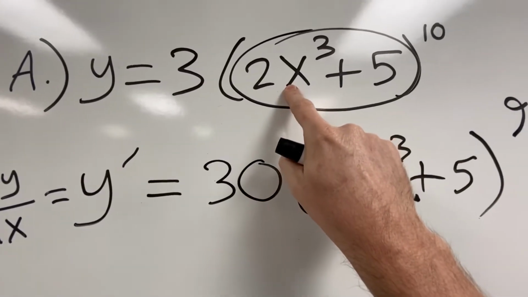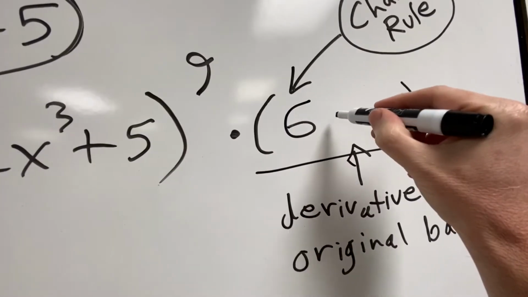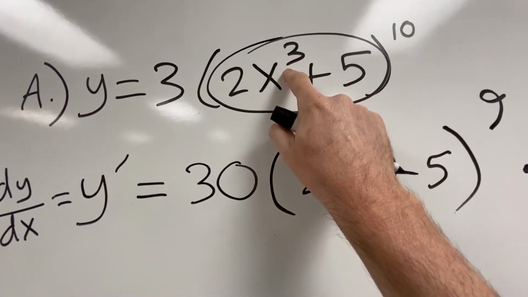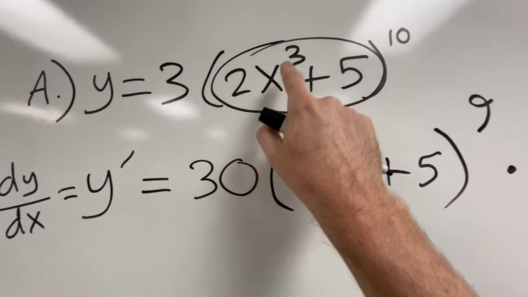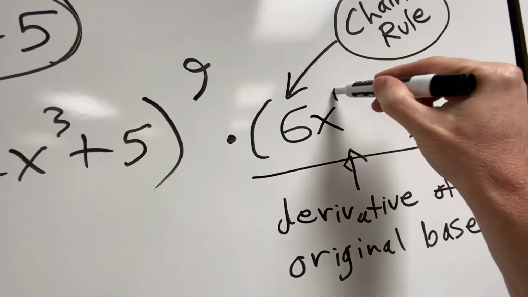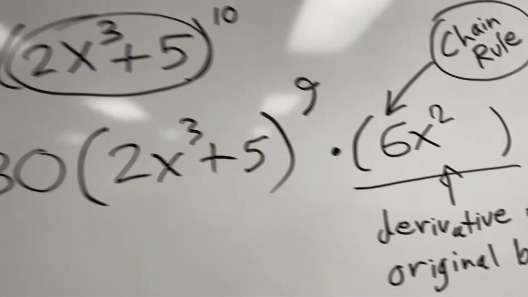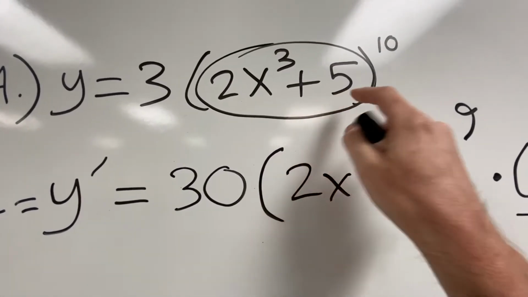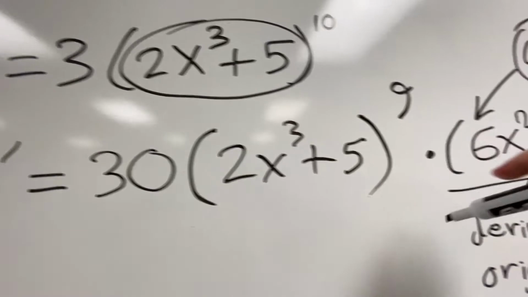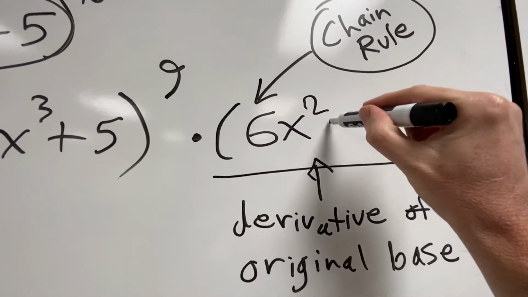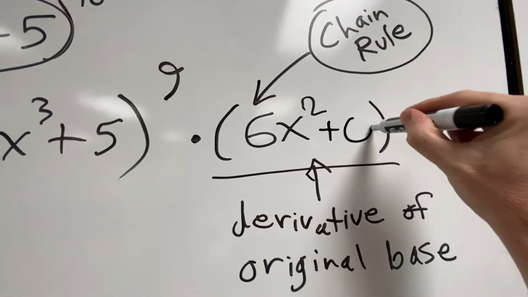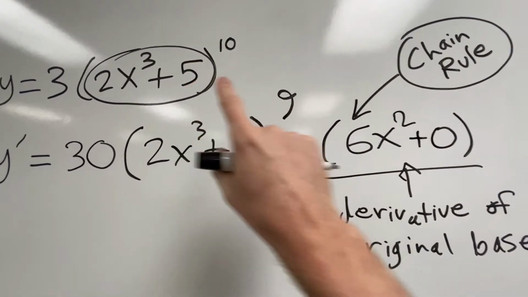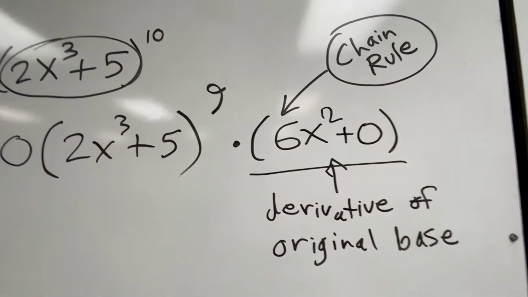Base x, x stays the same. Drop the power by 1 because you already used it up. 3 minus 1 is 2. Oh, and plus 5, remember constants? Plus 5x to the 0 technically becomes 0, so you don't even have to write it. If you want to add it to your notes, if that helps you remember, that's fine. But you won't have to write that in the future. 5 becomes 0 in the derivative.